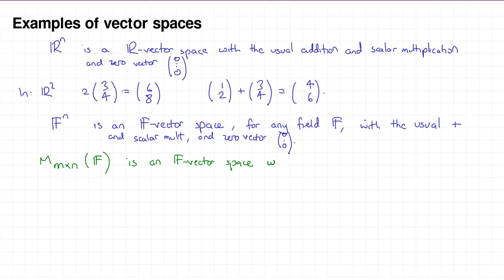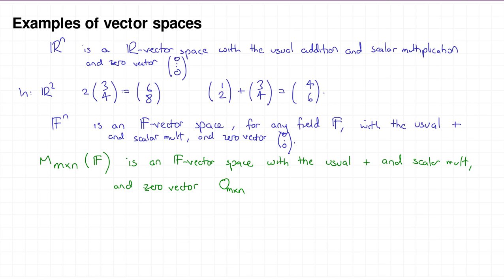So let's say with the usual matrix addition and matrix scalar multiplication, and with zero vector, zero m by n. That means the m by n matrix, all of whose entries are 0.